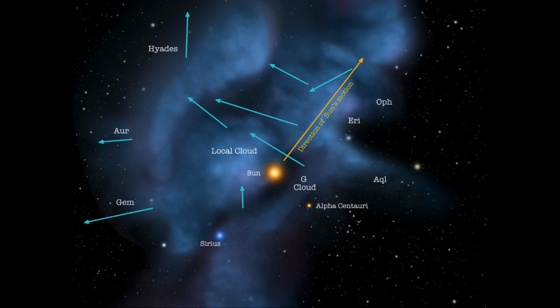So you can see that the sun is moving in one direction and the clouds are moving in other directions. Now they're not all exactly the same direction. Different parts of them are moving in different ways as well. So it's estimated in another 10,000 years or so that the sun will move out of the local cloud that we also sometimes call the local fluff, the material around the sun.